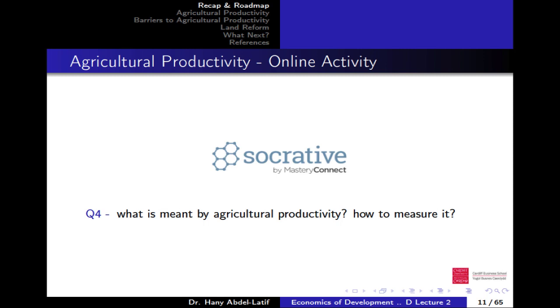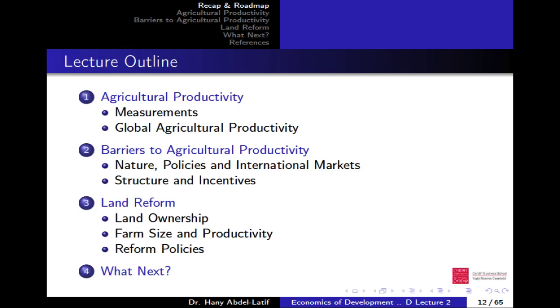But I briefly mentioned that it is important to increase productivity, and for a good reason, because we have a fixed supply of land, something that you can't do much about. That's why we need to increase productivity. If we were to increase marketable surplus, and marketable surplus is important for development, then we need to find ways to increase productivity in the agriculture sector. So what do we mean by that, and how can we measure it? These are the points I would like to cover today.